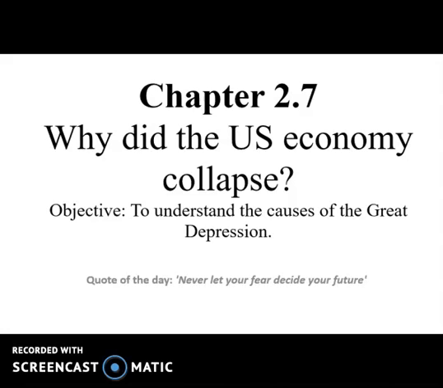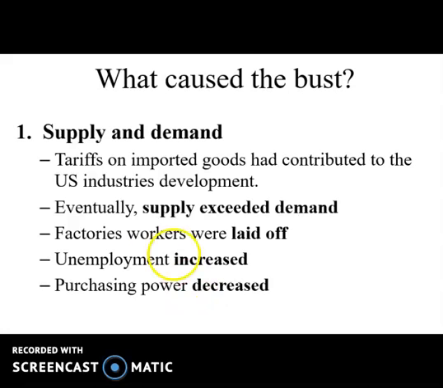So one of the reasons why the Great Depression took place is because supply exceeded demand, which subsequently caused businesses to fail to make any more profit. And because of that, they had to lay off workers, and an increase in unemployment took place. And when unemployment increased, people had no money to buy and to shop as usual. And because of that, purchasing power decreased.